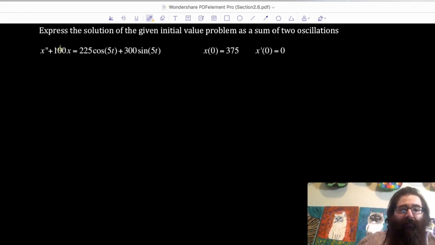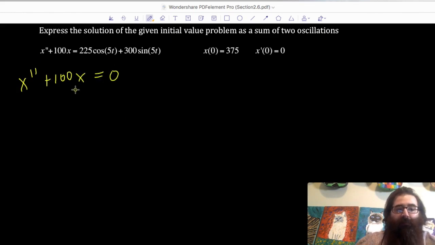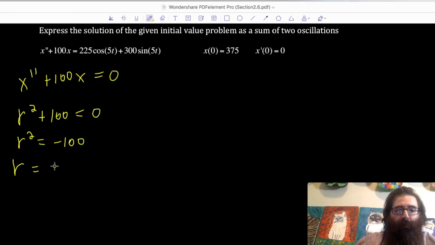Same idea. To start, I need the complementary solution, which means looking at the homogeneous variant of the differential equation. So x double prime plus 100x equals 0. Get the characteristic equation going. r squared plus 100 equals 0. So r squared is equal to negative 100. So r is plus or minus the square root of negative 100. So this gives me r is plus or minus 10i.